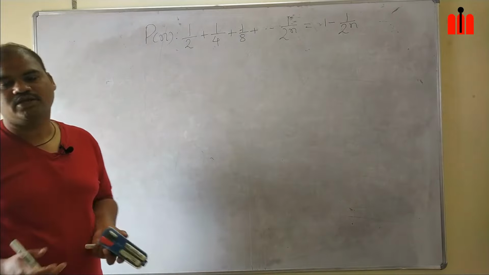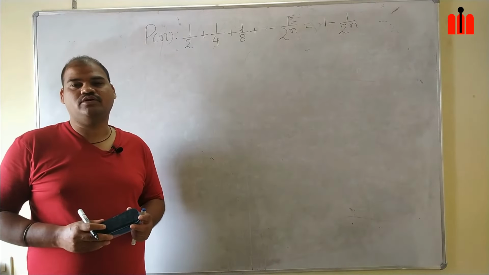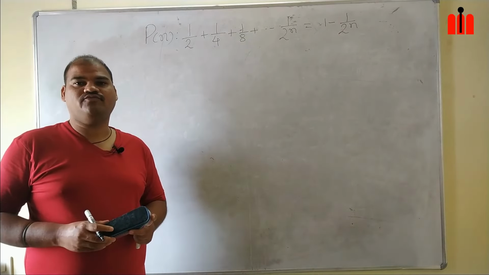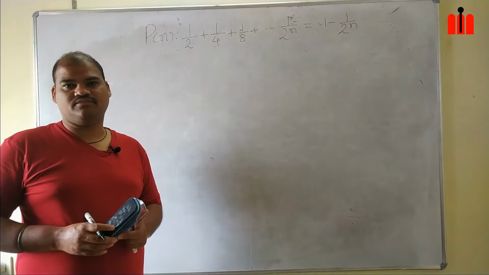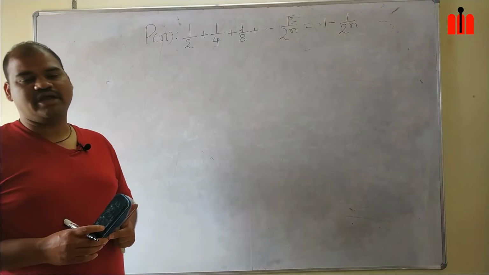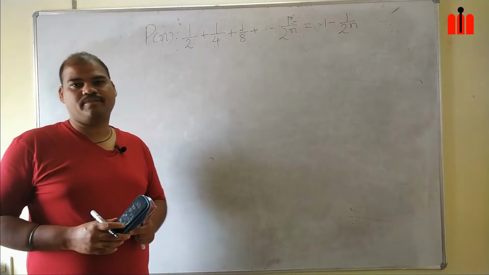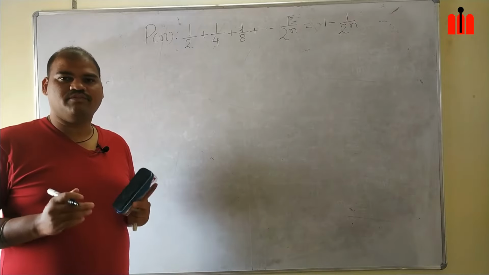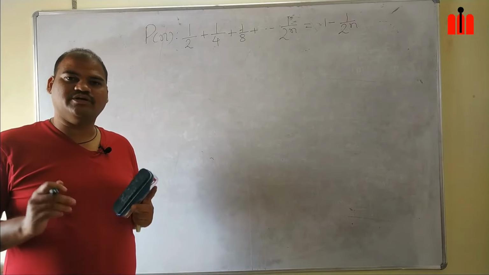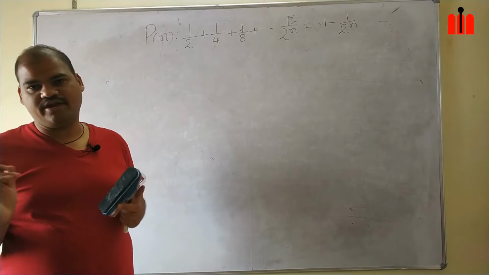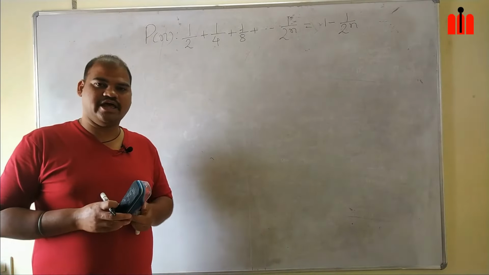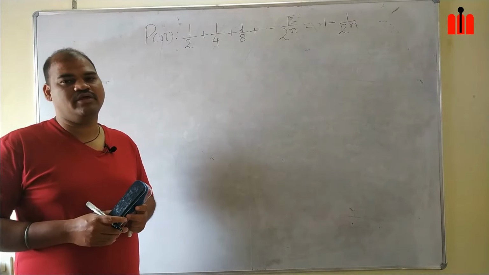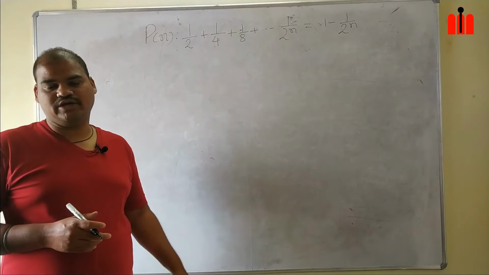So my problem is 1/2 + 1/4 + 1/8 up to 1/2^n, where n is the number of terms, equal to 1 − 1/2^n. The LHS can be written as 1/2 + 1/2² + 1/2³ up to 1/2^n. Okay, this is my entire LHS, and my RHS is 1 − 1/2^n. So I have to show that.